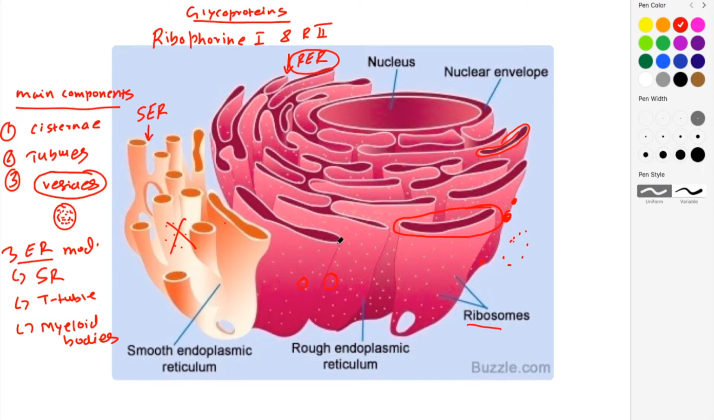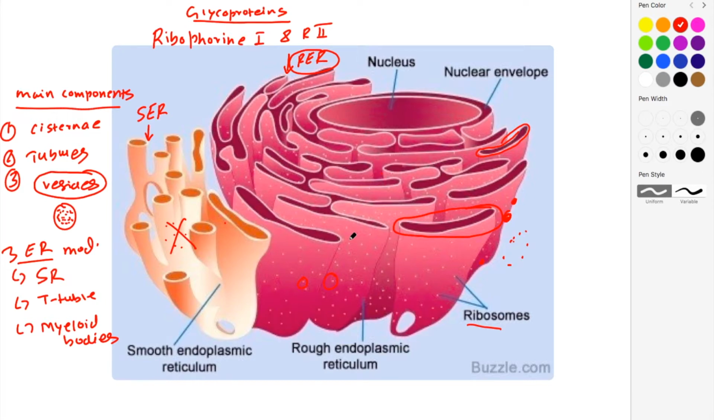Now, when you talk about rough endoplasmic reticulum, what is its main function? The main function of rough endoplasmic reticulum is to synthesize proteins. Those proteins may be soluble or integral membrane proteins, or sometimes resident ER proteins can be synthesized here. Moreover, the endoplasmic reticulum also plays a role in protein folding and glycosylation, adding sugars to proteins. So those are the main functions of rough endoplasmic reticulum.